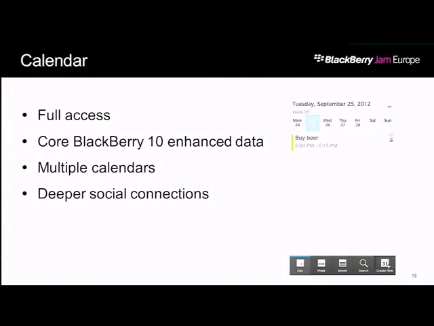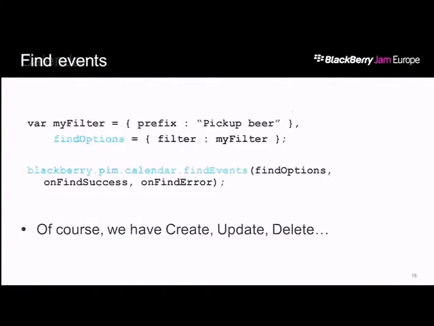So a calendar. You have full access to everything that's within the calendar framework, including multiple calendars. So if you've set up multiple email addresses on your BlackBerry 10 device, there'll usually be multiple calendars related to those email addresses. I think there's even calendars for social connections. As well, it also integrates with these social networks, and we'll get into that in a bit.